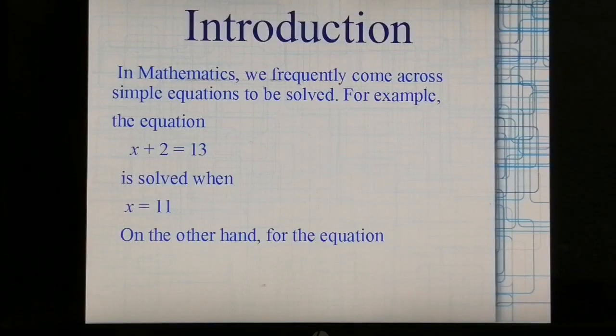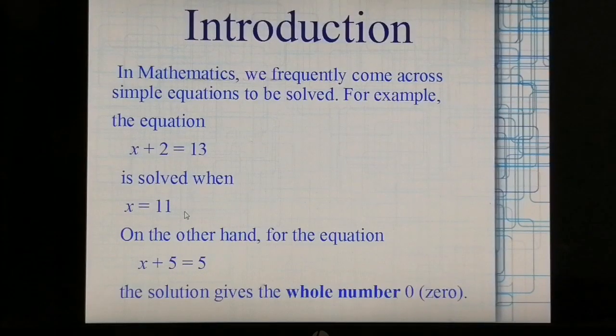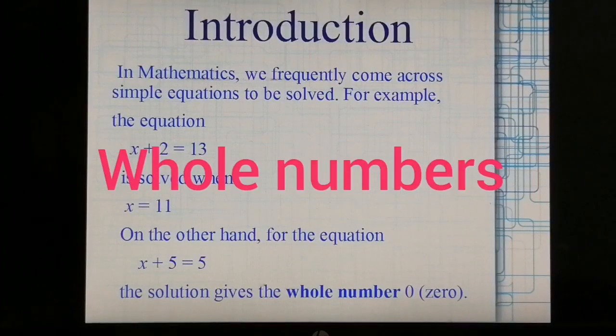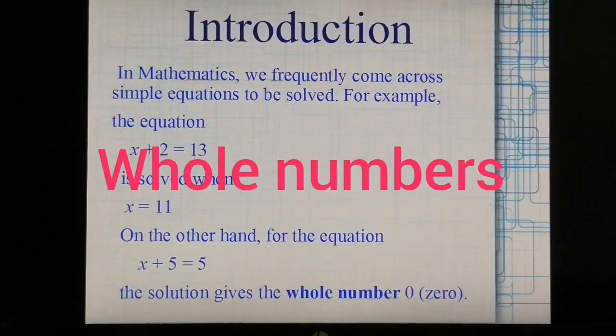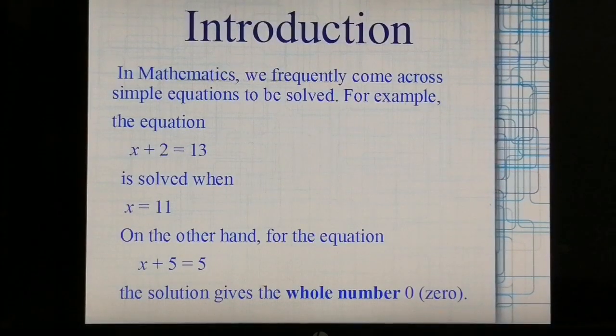So on the other hand, the equation x plus 5 is equal to 5, what do we get? 0. And we know that 0 doesn't belong to natural numbers, so we needed to expand our number system, and that became whole numbers, meaning natural numbers together with 0 are whole numbers.